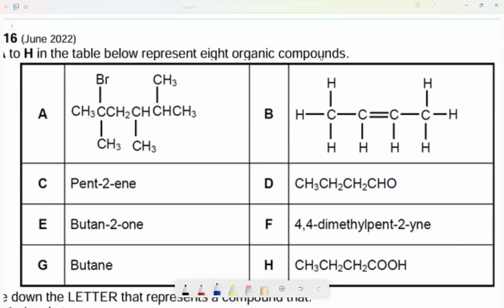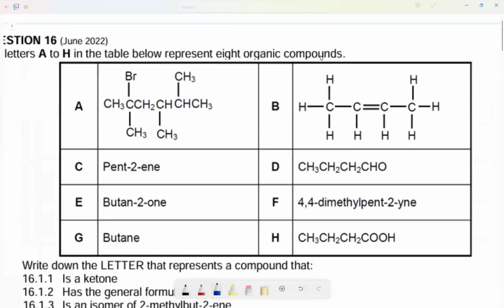In today's video, I want us to look at a type of question under organic chemistry, but specifically nomenclature. Letters A to H in the table below represent 8 organic compounds. Let us be in a position of identifying their homologous series, functional group, and all of that.